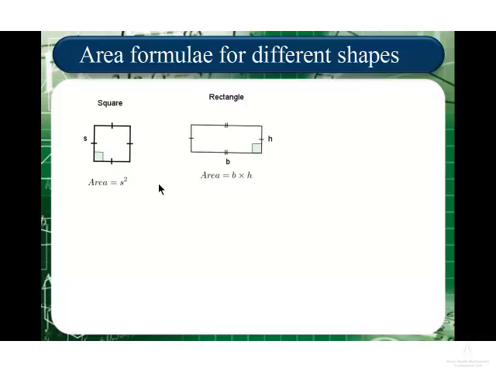Rectangle, similarly, we have a 90-degree angle at each of the vertices. In this case, it is a polygon of order 4. It's not regular, but two pairs of sides have equal length. So we have a side of length B and a side of length H, and the area in this case is just the product of the two sides. That's the length and the height, for example, if you would like to put it that way.